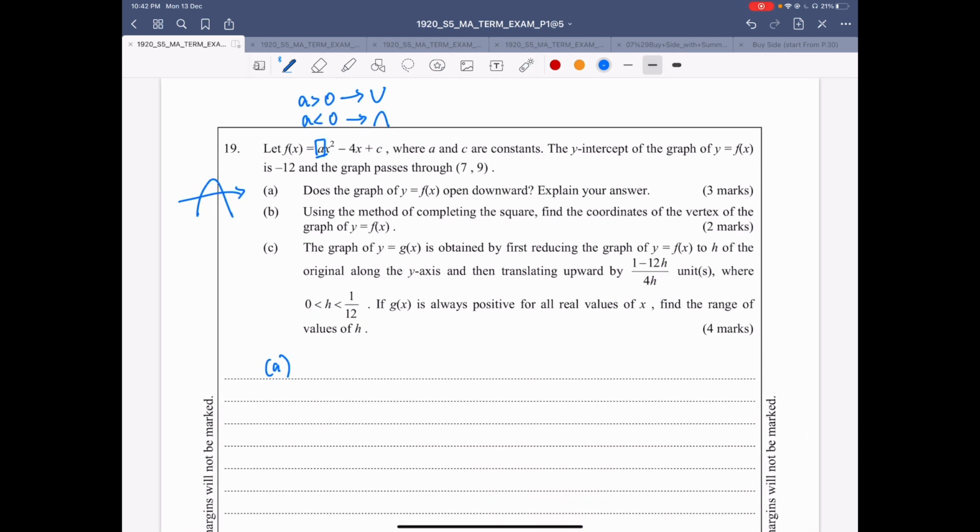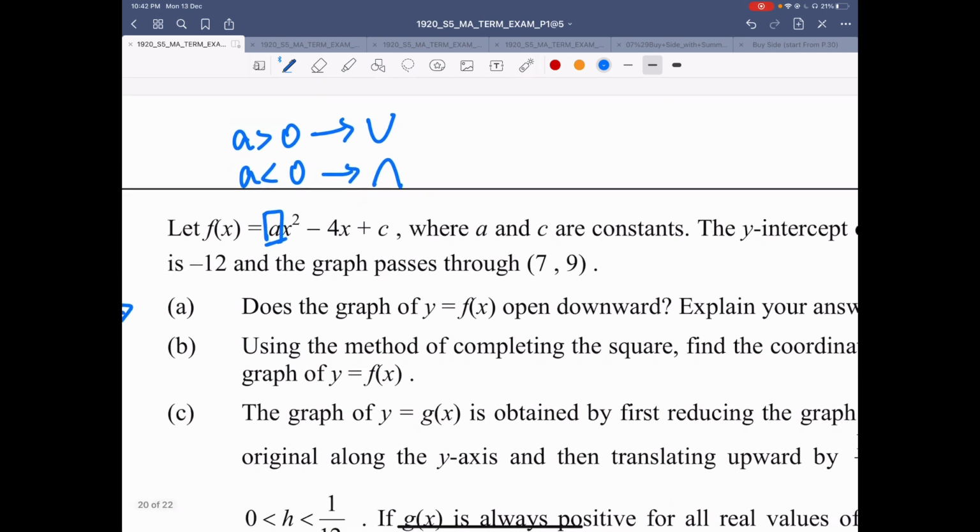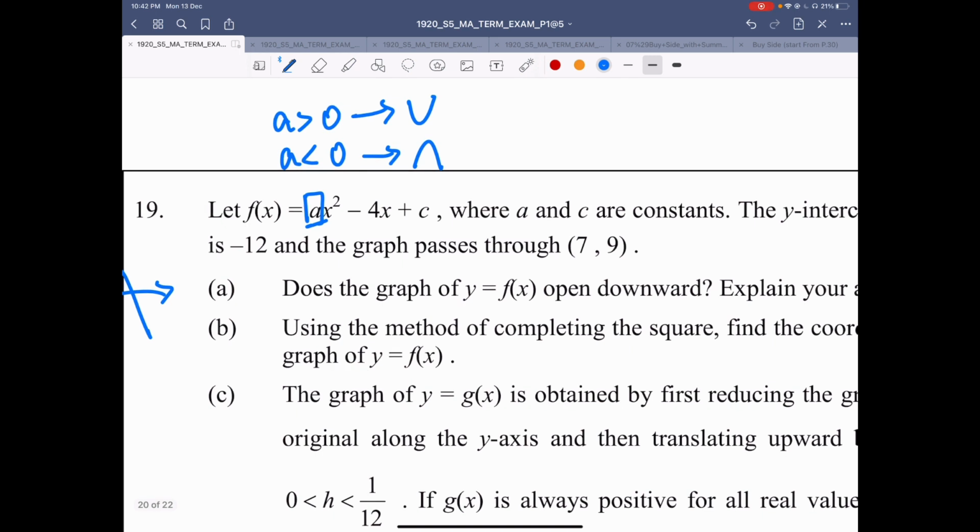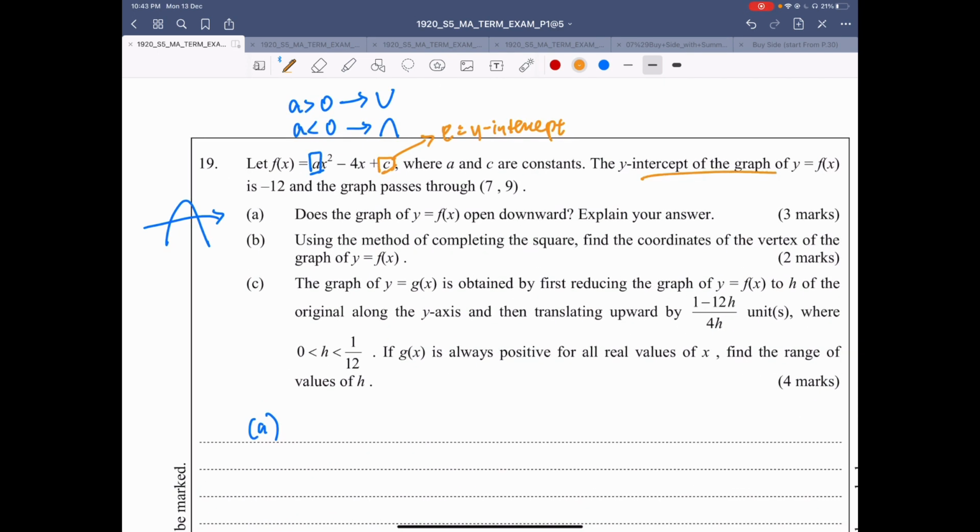Alright, so let's find the value of a. Because the y-intercept is -12, as provided. Do you remember, for the quadratic equation, from a you can know whether it opens upward or downward, and what does c tell us? c is the y-intercept. So from this question, we know that the y-intercept of the graph is -12. Therefore, we can immediately know c is equal to -12.